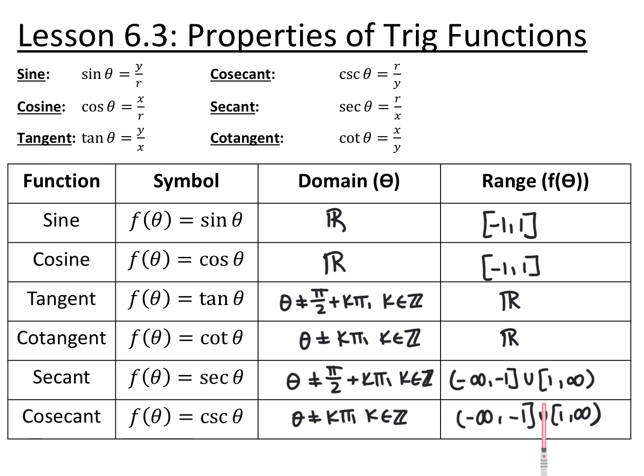The range for secant and cosecant is the reciprocal of sine and cosine, so think about flipping it out. So it's from -infinity to -1 or 1 to infinity.